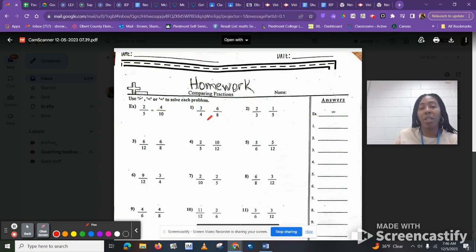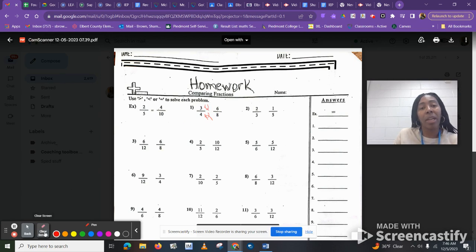So now I can ask myself, is there something I can multiply the top and the bottom by? Is there something I can multiply 4 by to get 8? Well, I know I can multiply 2 by 4 to get 8. Then can I do that to 3? I can do 3 times 2 to get 6. So that tells me that these two fractions are equivalent as well.